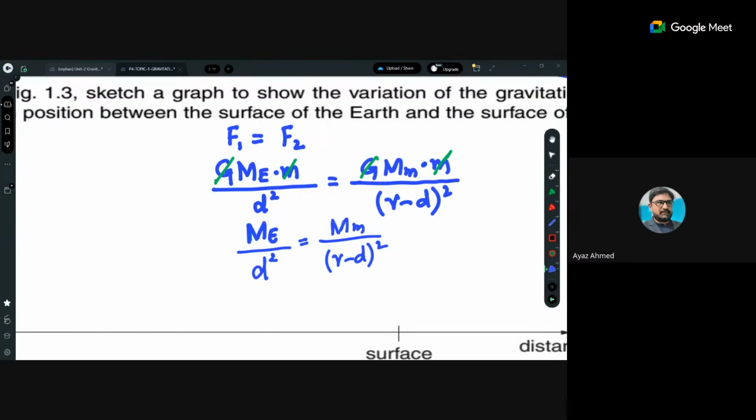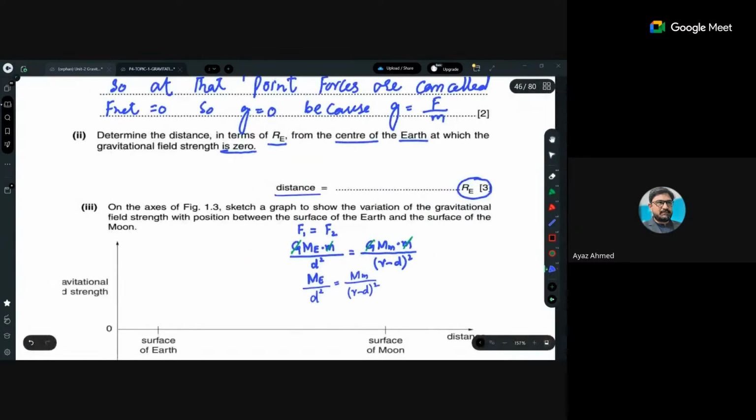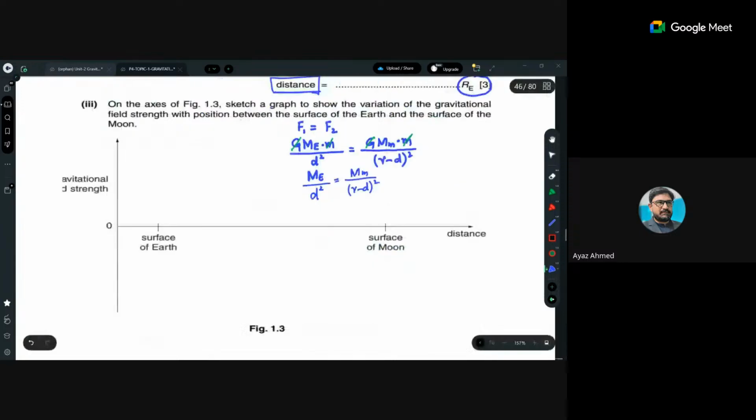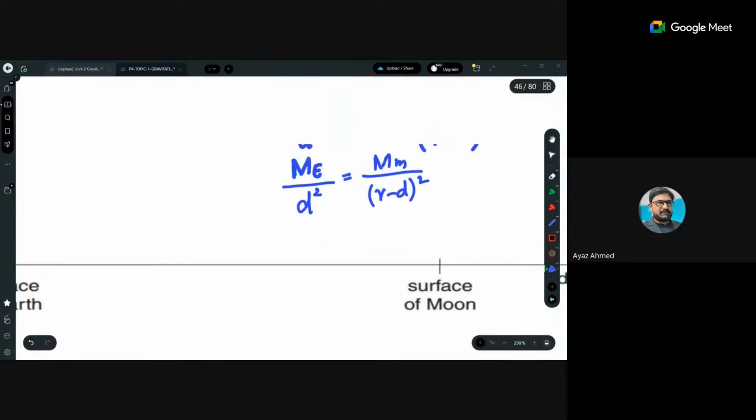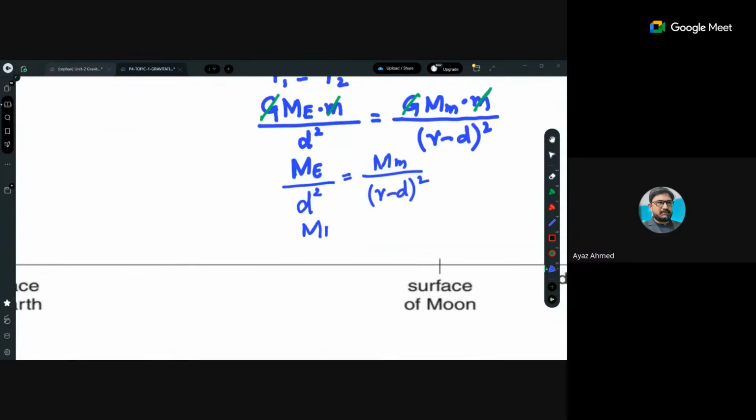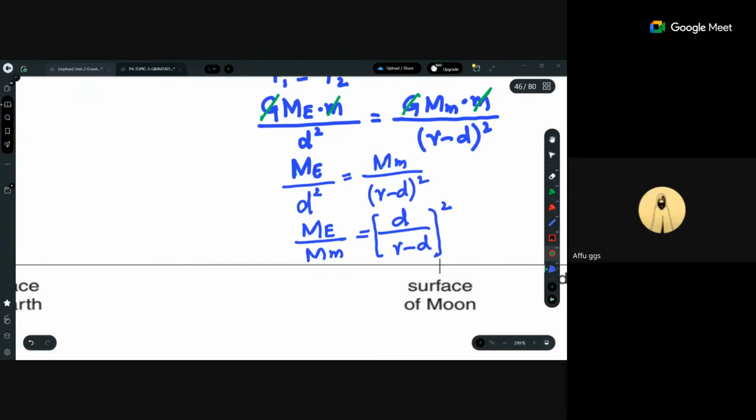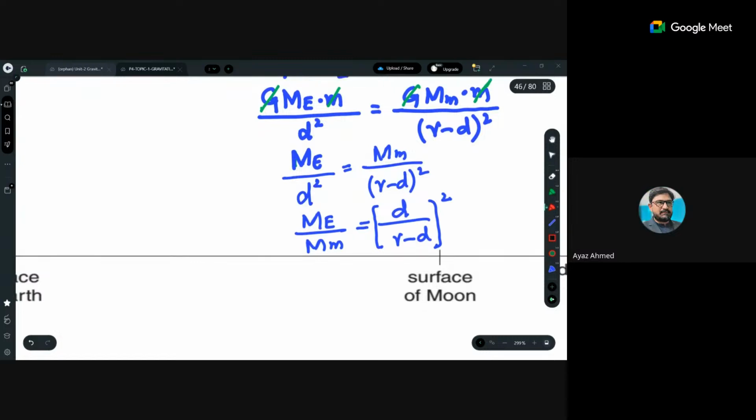Because we have to find the distance, right? So I will make d the subject, but for that purpose I will have to make the ratio of mass of earth divided by mass of moon equal to d divided by (r minus d) whole square. If you remember the previous lecture, I just derived this formula for you, that this formula is used for calculation. This is exactly the formula I derived.